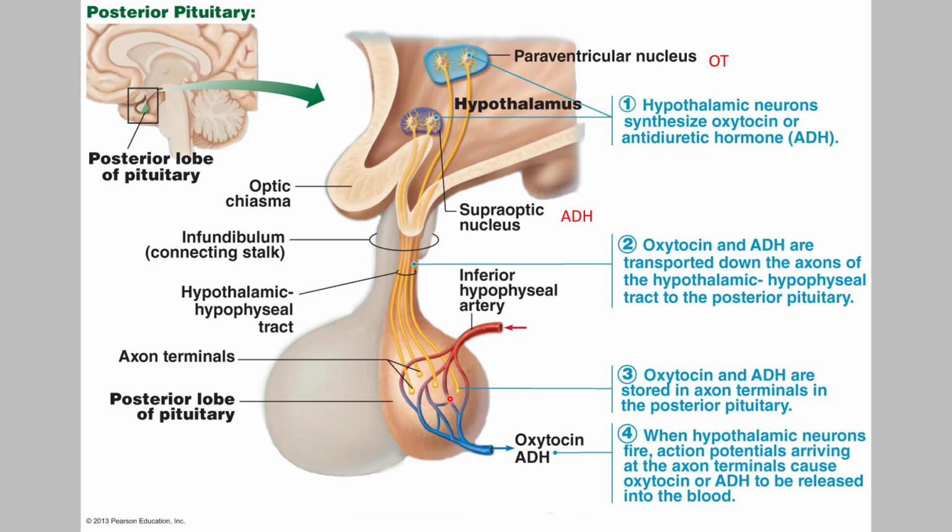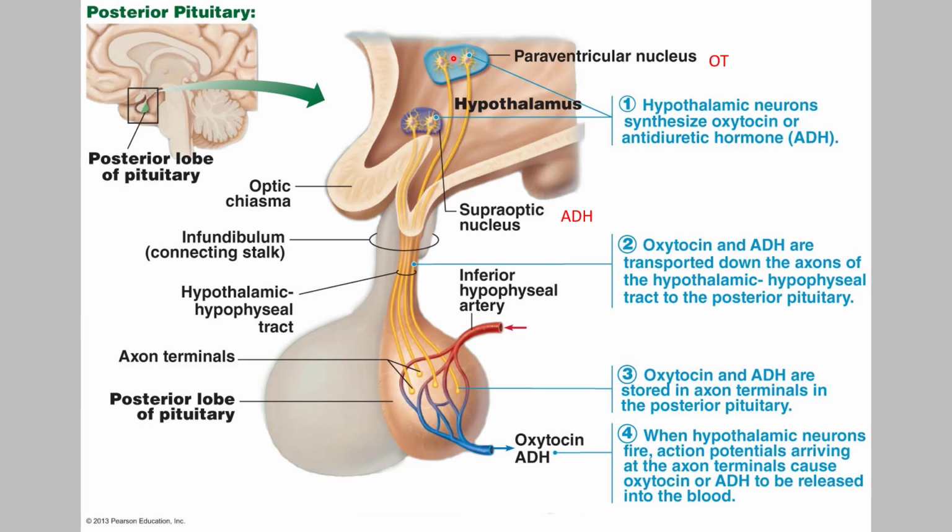Now, if I ask you, where is ADH made? Well, the answer to that is it is made in the supraoptic nucleus of the hypothalamus. If I ask you, where is ADH released from, or which gland releases ADH, you would say the posterior pituitary. Now, that's the case for oxytocin also, except it's the paraventricular nucleus.